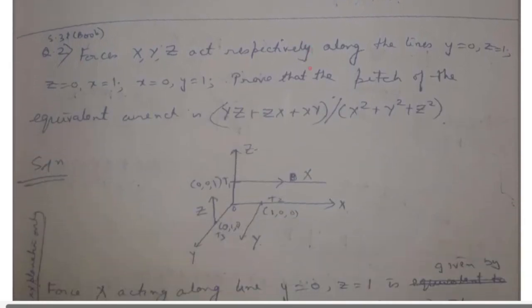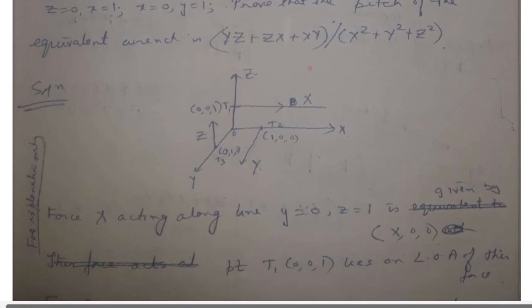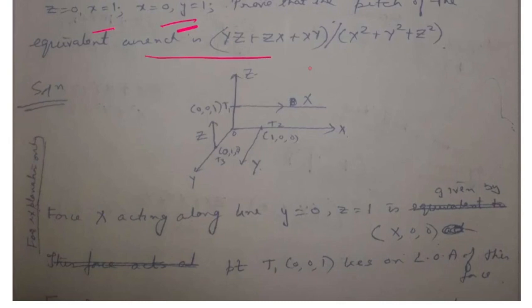Second problem. Forces X, Y, Z act respectively along the lines y equals 0, z equals 1; z equals 0, x equals 1; and x equals 0, y equals 1. Prove that the pitch of the equivalent wrench is this thing. Wrench means again what is happening?